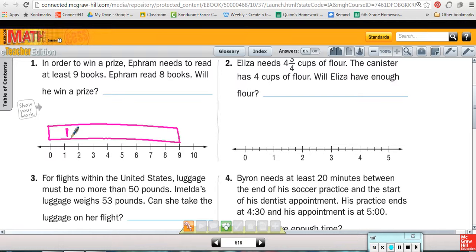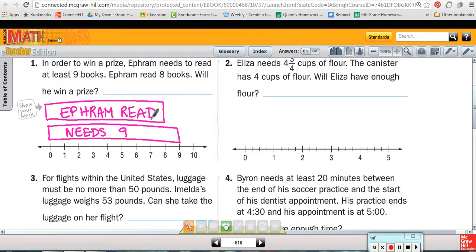This is what he needs. Okay, but Ephraim read how many? 8. So our second bar is what Ephraim read. So in the problem, Ephraim needed to read at least 9 books. What does that mean mathematically? At least tells me, could he read 9? Yes, so we're going to have something with equal to 9 or greater than.